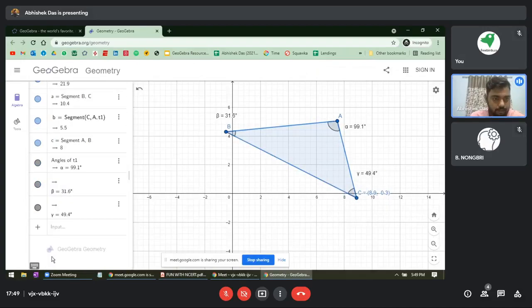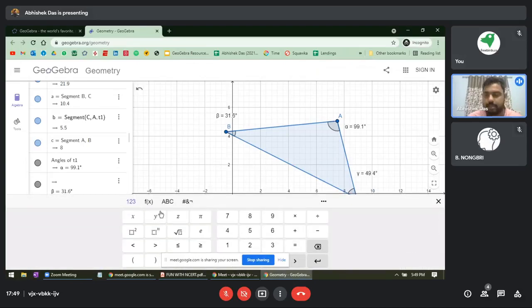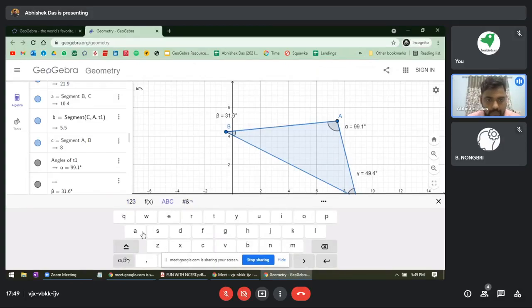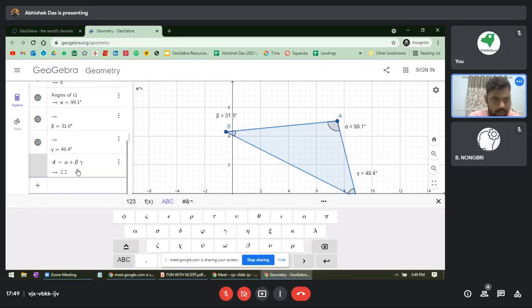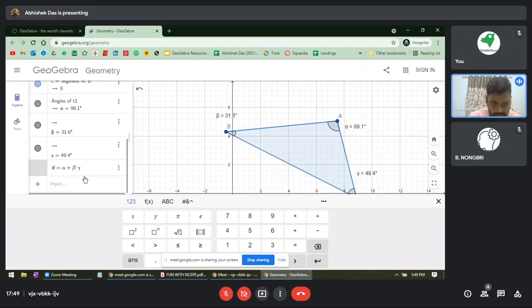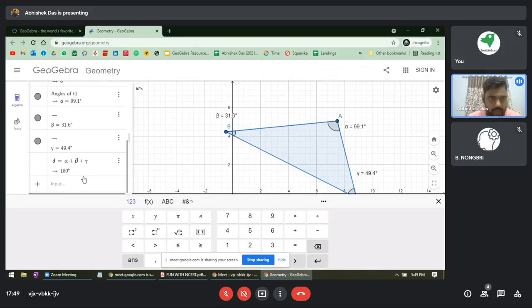Now, let me just input out here. What is the sum of alpha plus beta plus gamma? So I can go to this A, B, C, click on this alpha, beta, gamma, and just write down alpha plus beta plus gamma. All right, I made a mistake out here. Plus gamma. And it should be about 180 degrees.